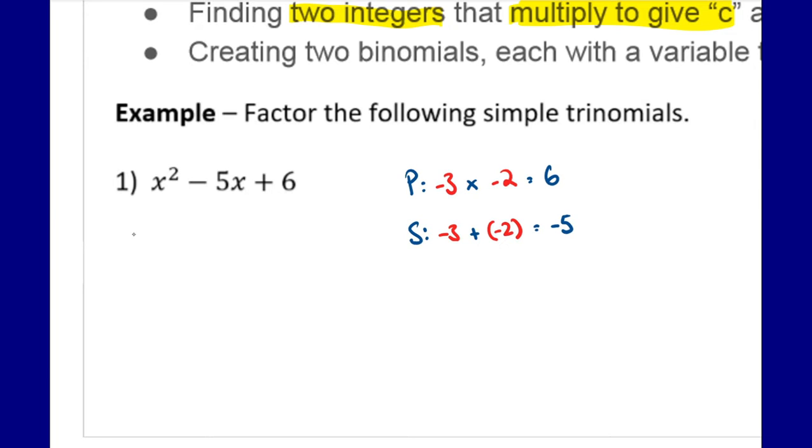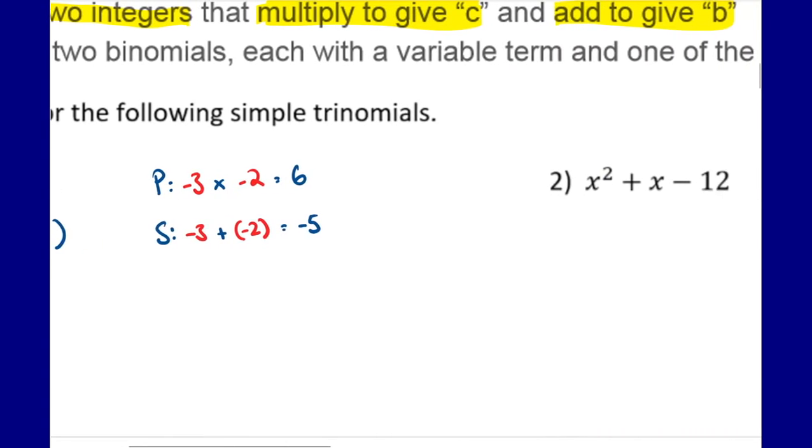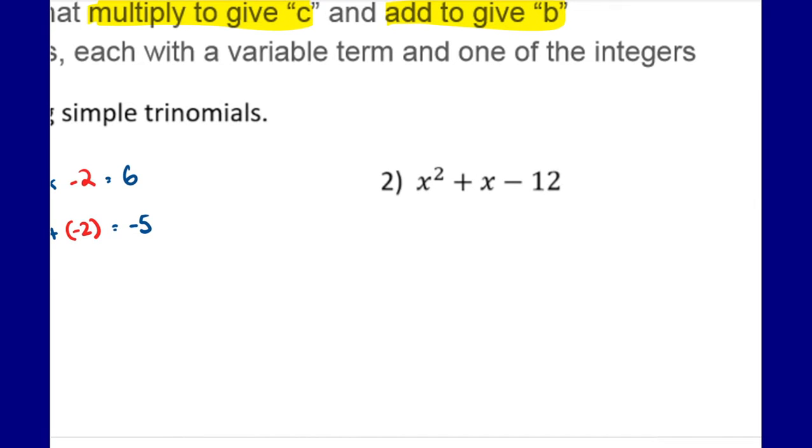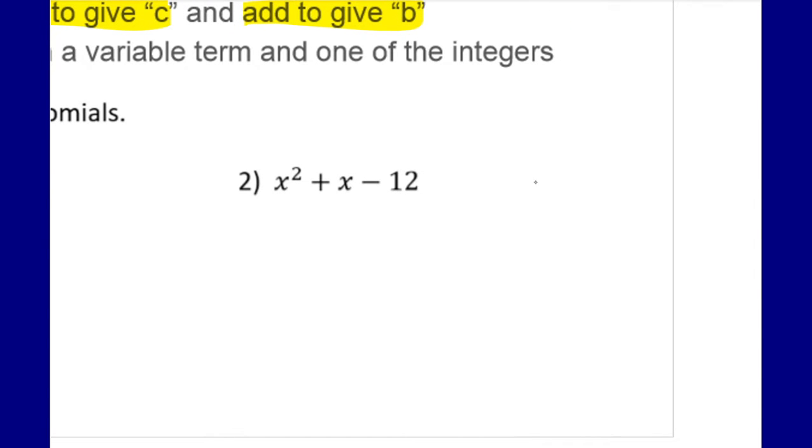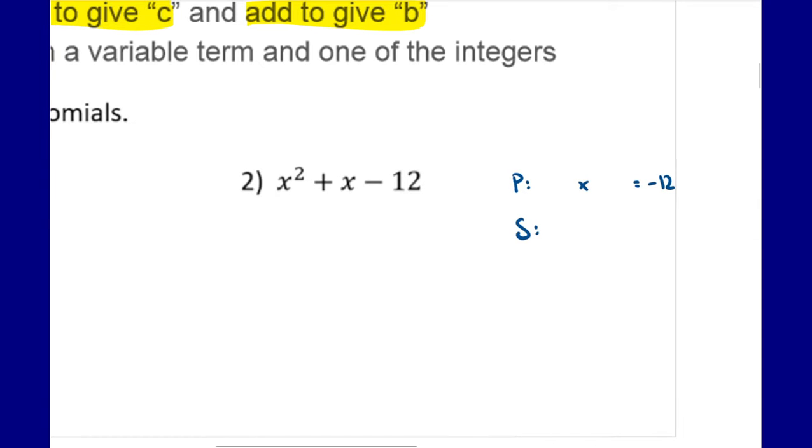Once we find those two values, we plug them into two brackets, x being the first term, which is our variable. We have then minus 3 and minus 2. If I look at the second example, same idea. I'm going to be using product and sum, looking for two values that multiply to give me my last number, or negative 12, and they add to give me my middle number, or in this case, 1.